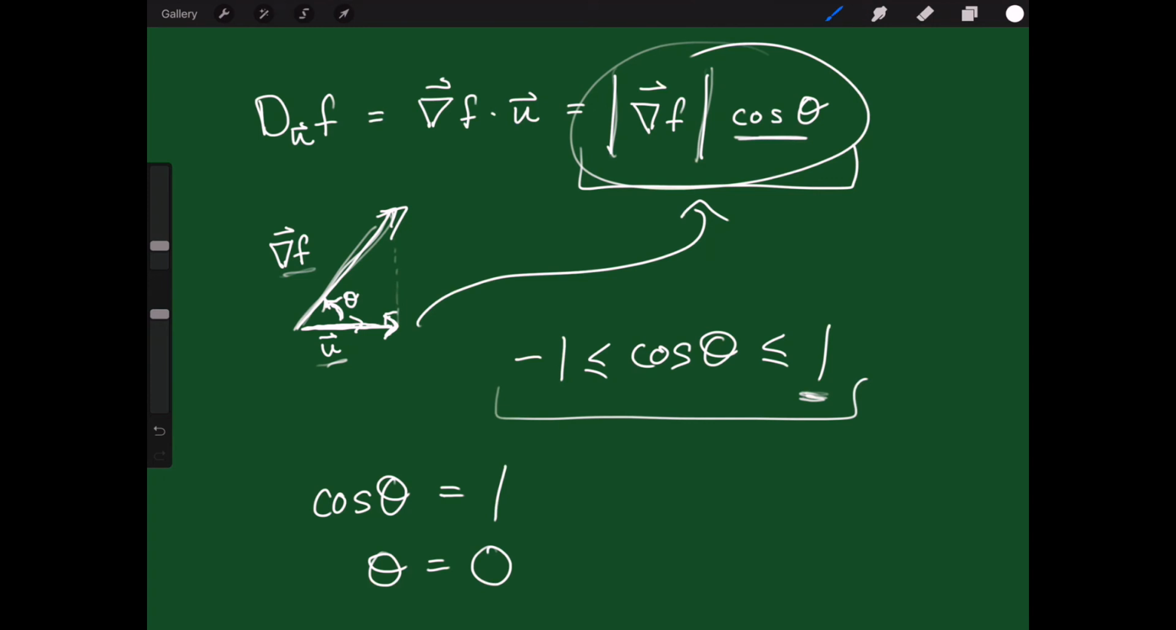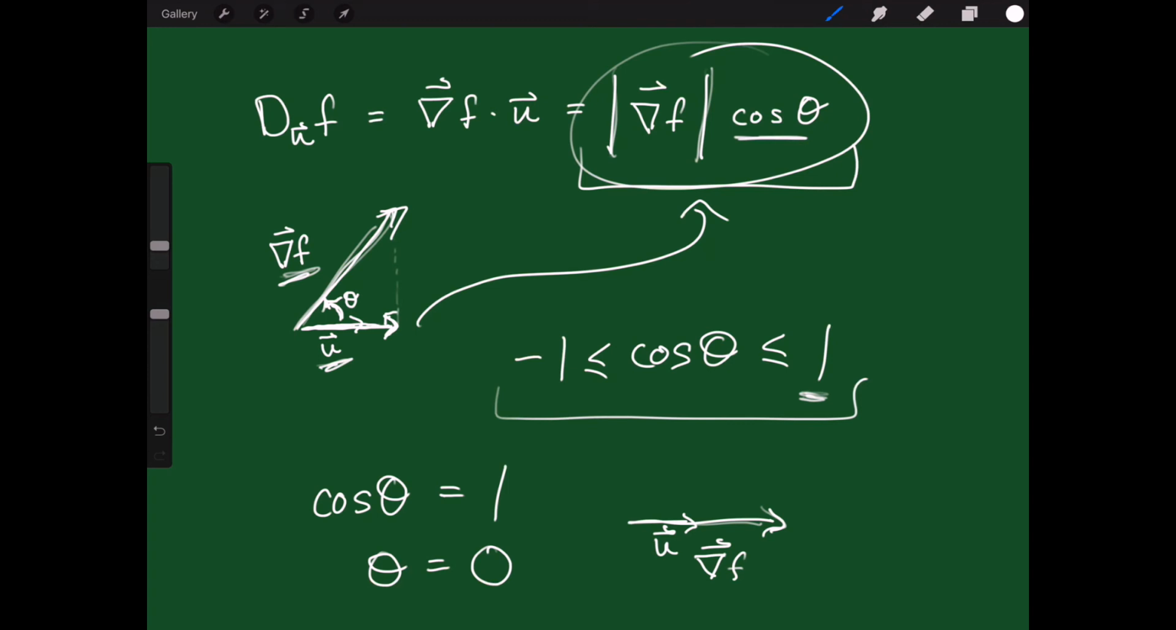Well, what do I mean? If theta is equal to 0, then what is the difference between the gradient and u? Here's the gradient, here's u. If theta was 0, then they're both pointing in the same direction. Then here's u, and the gradient of f, they're just pointing in the same direction. So in other words, where is the directional derivative the biggest it could ever be? In the direction of the gradient. Okay, so the gradient is the place where the slope is the greatest.